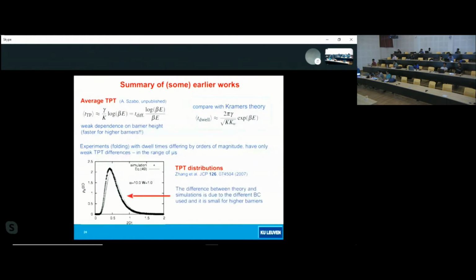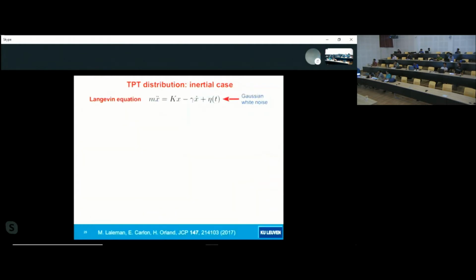And okay, so you see that here they're plotting simulations and equation 49. Equation 49 is some theory that I will discuss. And there is a small difference between the two, and the difference is exactly due to the boundary conditions used. For that theory, equation 49 uses 3 boundary conditions, okay? And this difference decreases as you increase the size, the height of the barrier, okay?